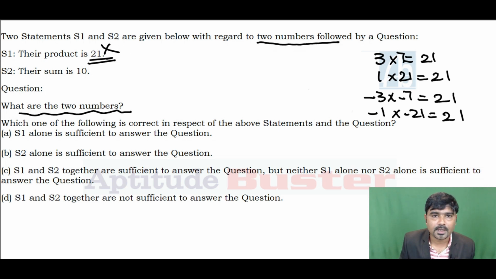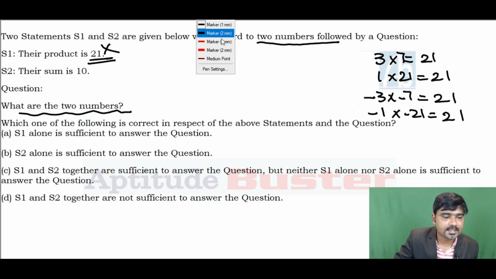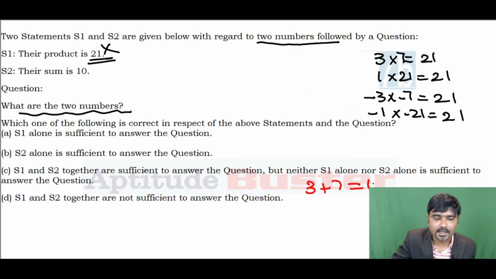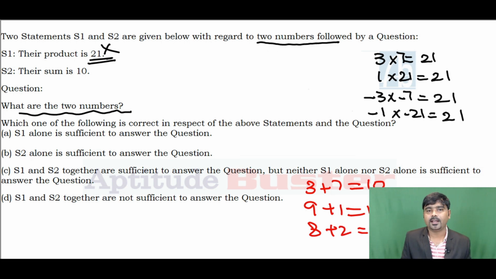Read the second statement alone. Their sum is 10. If you consider the second statement alone, I can do whatever, for example, 3 plus 7 is equal to 10, 9 plus 1 equal to 10, or 8 plus 2 equal to 10. Like this I can write whatever I like, right? From this, can you find the two numbers while taking the second statement alone? No, it is not sufficient.